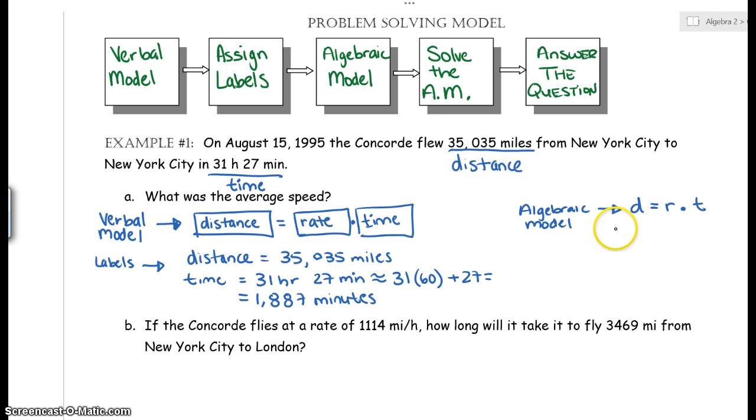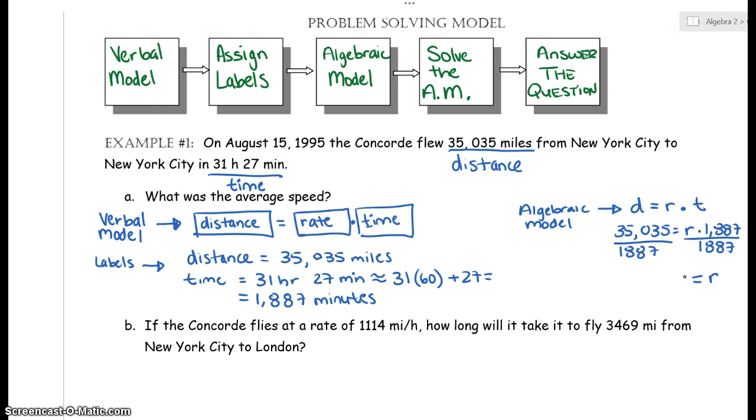Once you have that information, then we can go ahead and input some of the things that were given to us. For example, we know that the distance is 35,035. We don't know what the rate is, that's what we're looking for, but we do know that the time is 1,887. So when we divide both sides by that value, then we're going to end up getting our rate. So the rate is going to be, and let me just go ahead and calculate that on my calculator.